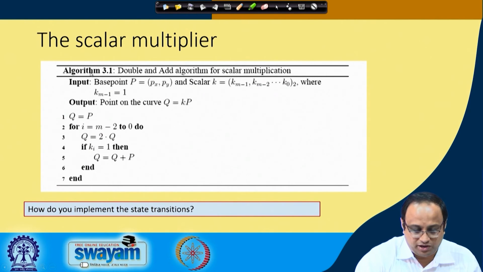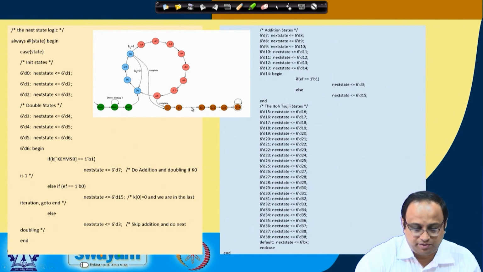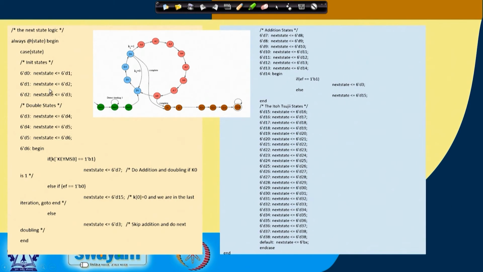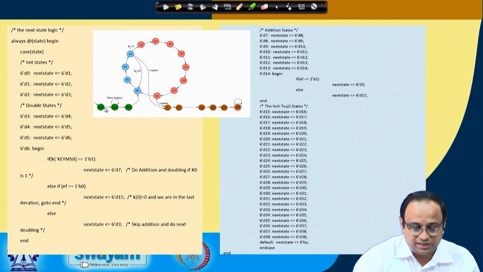So, in the scalar multiplier you have got essentially the recapitulation of your double and add algorithm. So, how do you implement the state transitions? Again, this is a recapitulation of your finite state machine. You can observe that the state transition, that is the next state logic, can be easily written in Verilog by this always encapsulation. So, depending upon your current state, you essentially determine your next state. Okay. So, in this entire thing, it goes into the next state depending upon your current state, except for this key logic where you have a jump.